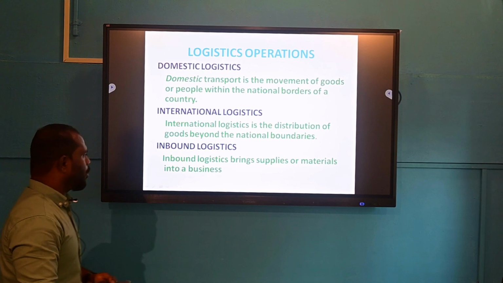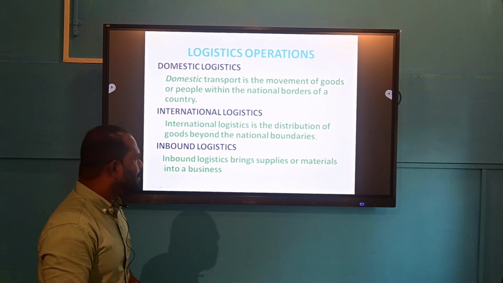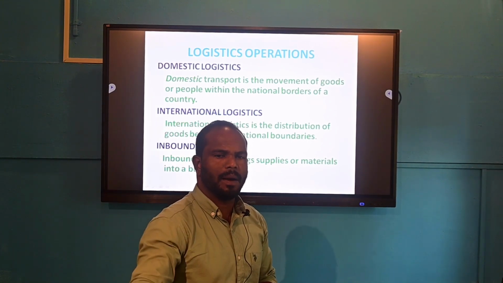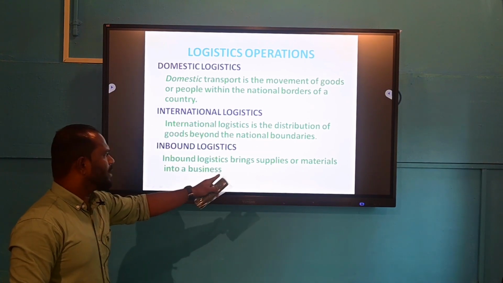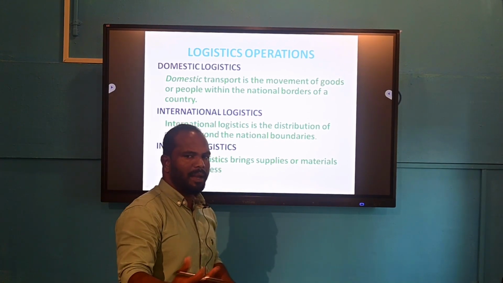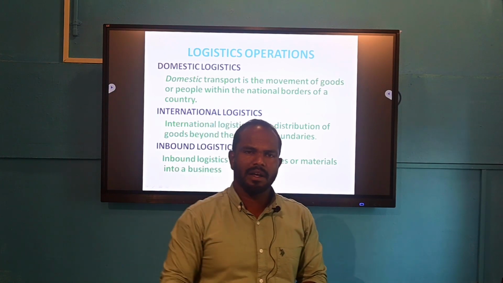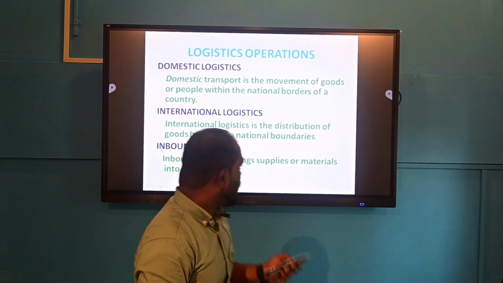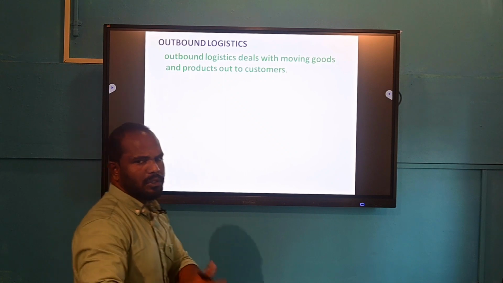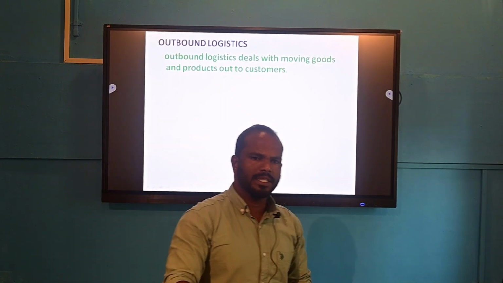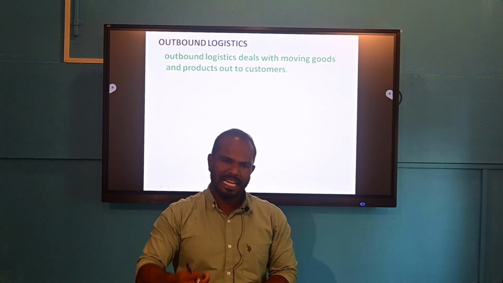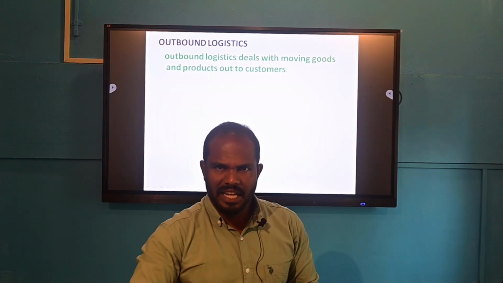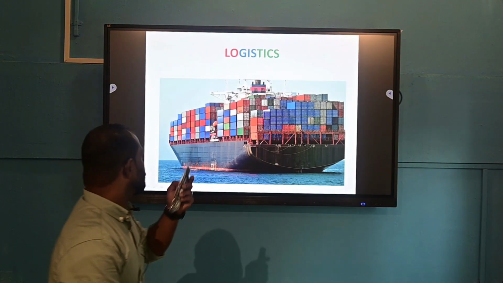Next one is inbound logistics. Inbound logistics simply means when a supplier sells a product to the company. Inbound logistics brings supplies or materials into a business. When a product comes into a business, into a warehouse, it is known as inbound logistics. Then outbound logistics is just the opposite of inbound logistics. Outbound logistics simply means moving product to the customer. When a company or producer sells the final product to the customer, it is known as outbound logistics.